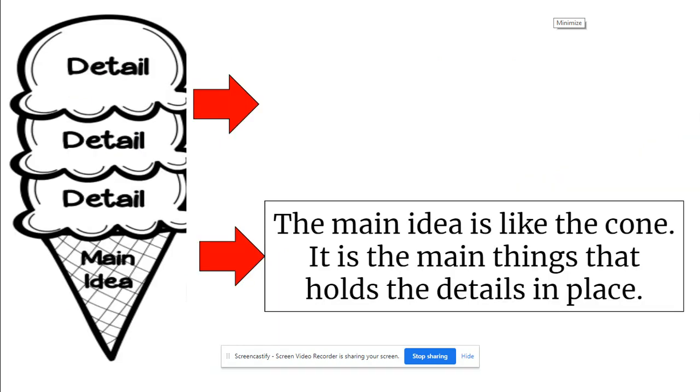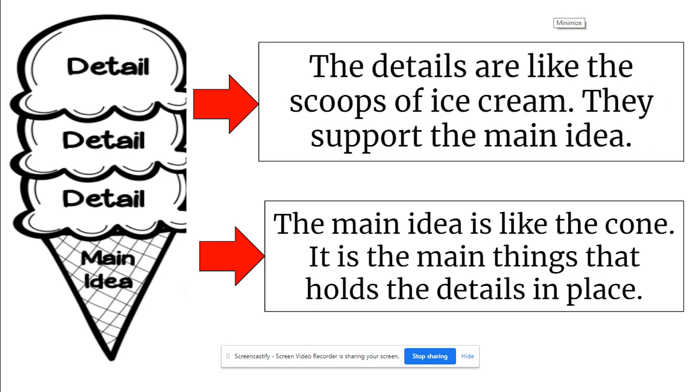So last week we talked about how main idea is kind of like the cone in an ice cream cone. It holds the details in place. Without details, a main idea isn't very valuable, just like without ice cream, an ice cream cone isn't very valuable. The details are like the scoops of ice cream. They support the main idea. They give the main idea purpose, right? You can have ice cream without an ice cream cone, but it's better if you have the cone with the ice cream.